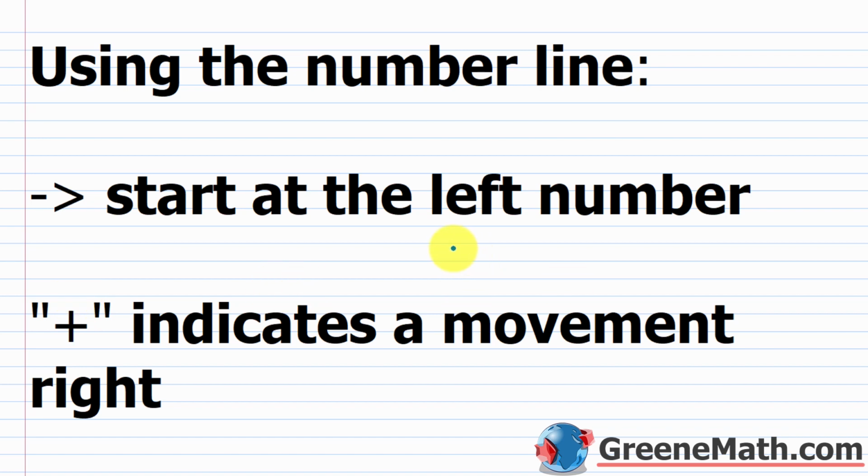So for example, let's say I had 4 plus 5. We know that we could start out at 4 on the number line. And then because this is a positive number, I know that I'm going to move to the right. And in this case, I would move to the right by 5 units. And of course, we all know that 4 plus 5 is 9.